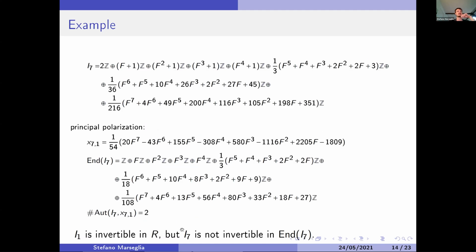Now let's look at another ideal. Again, the basis. This one has only one principal polarization. The endomorphism ring is bigger. It's not just the order generated by Frobenius and Verschiebung. Again, only two isomorphism classes. And I picked these two ideals because one is invertible in its own multiplicator ring, in its own endomorphism ring, and the other one is not, even if it is principally polarizable. So the notion of polarizability seems to be not related to being invertible or not.